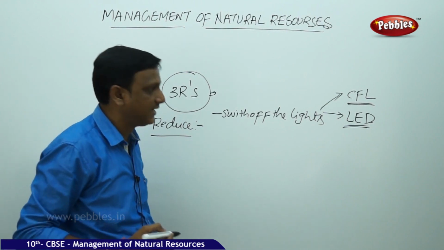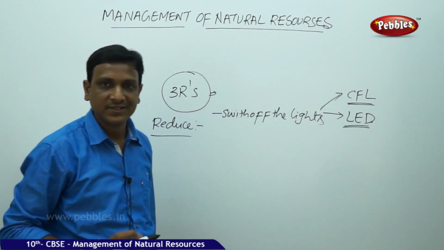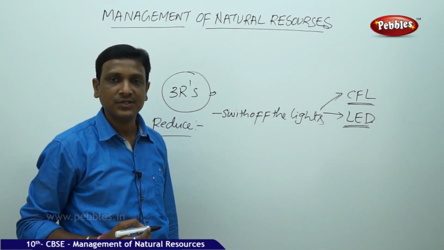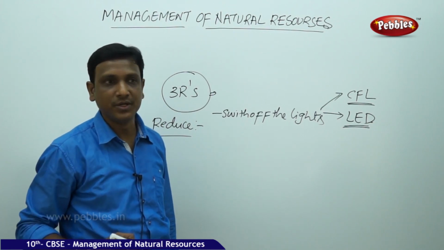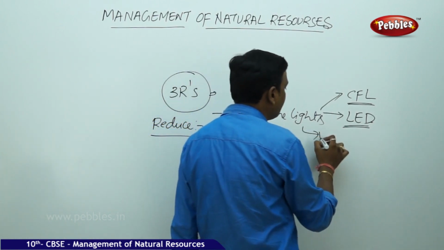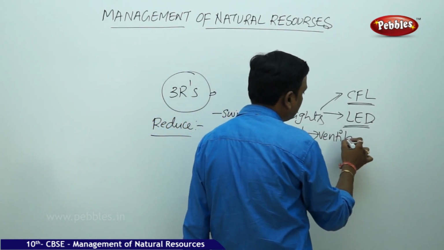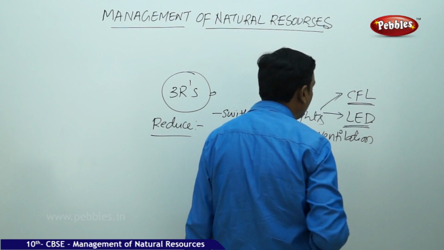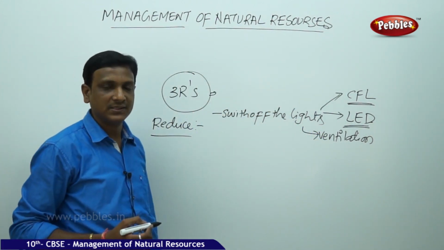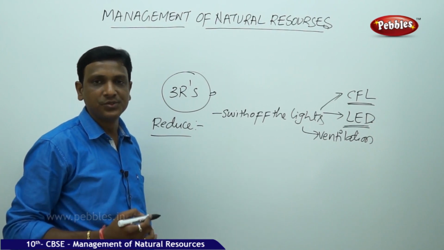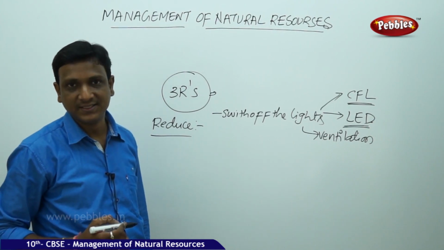when there is no use, you can switch off the light, and you can arrange some kind of ventilation in your house. So during the daytime, you need not use light. You can allow the fresh sunlight to come into your house, and by proper ventilation, you can save power. So by these methods, we can reduce the consumption of electricity.